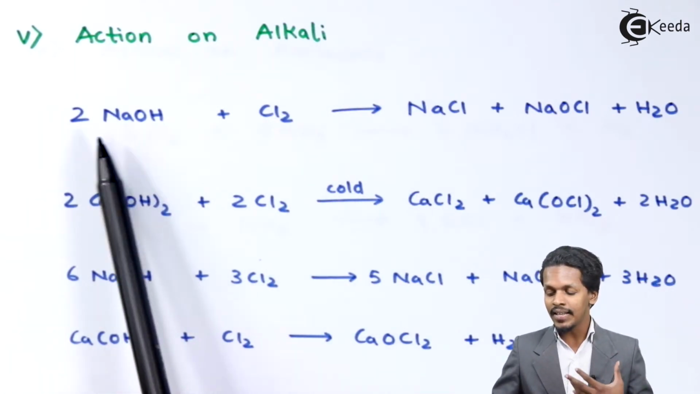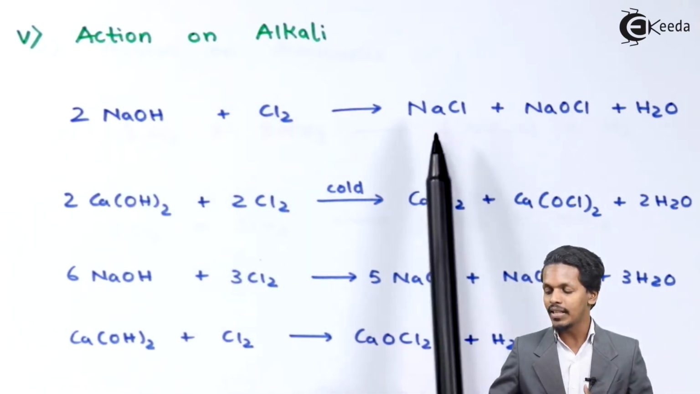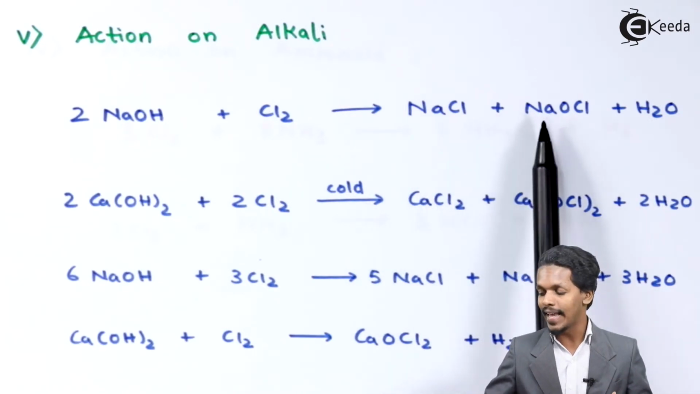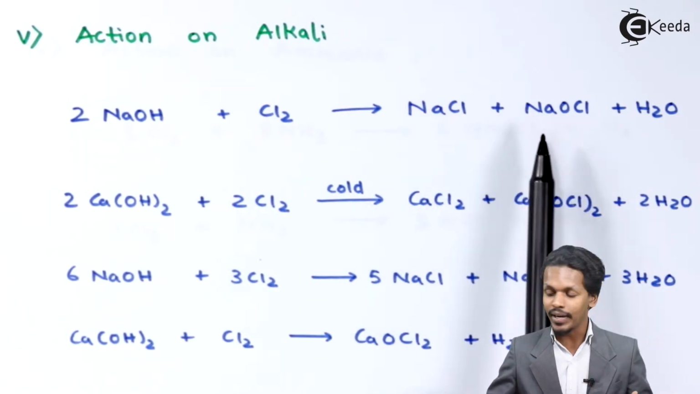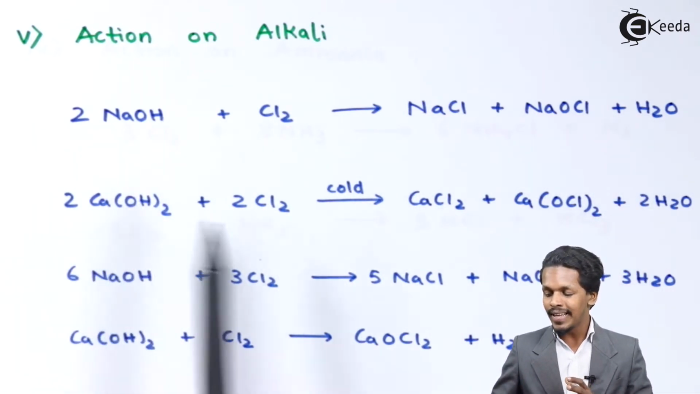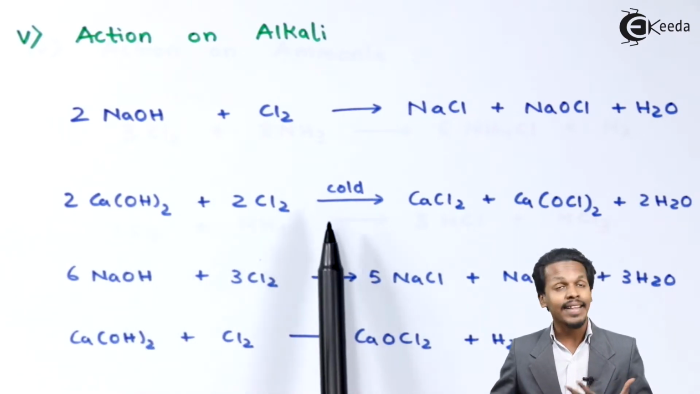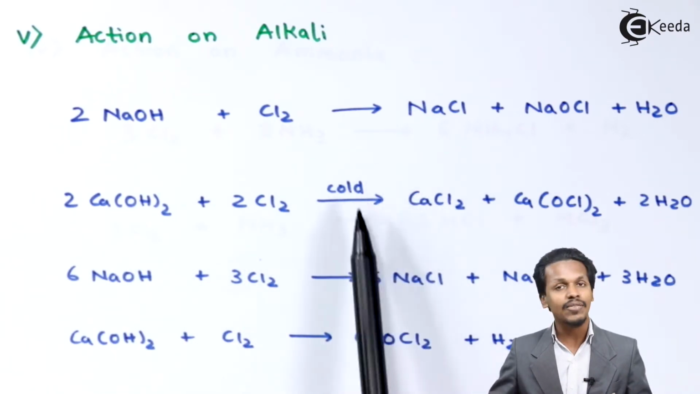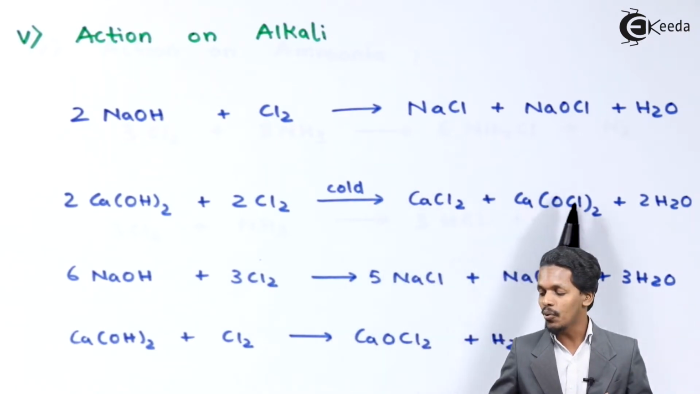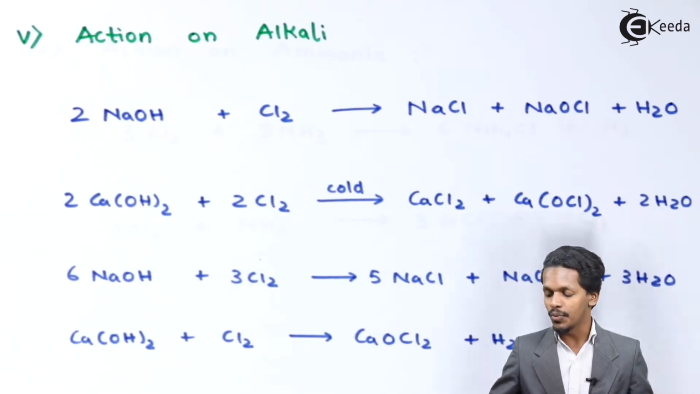In this case, whenever the alkali, 2 moles of NaOH, is treated with a limited quantity of Cl2, the product we get is NaCl, sodium chloride, along with NaOCl, sodium hypochlorite, along with H2O. But if chlorine is reacted with 2 moles of calcium hydroxide in cold condition, the product we get is CaCl2, calcium chloride, along with CaOCl2, calcium hypochlorite, along with 2 moles of H2O.